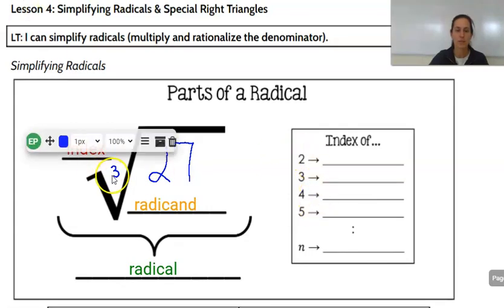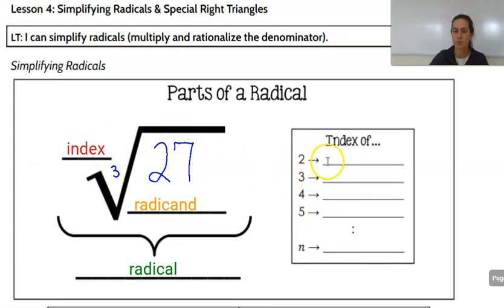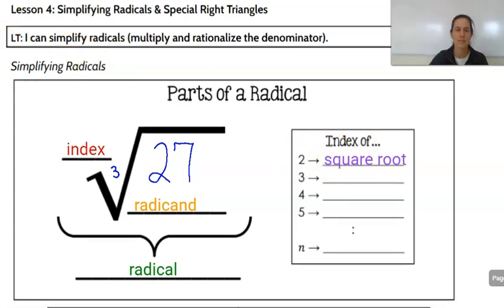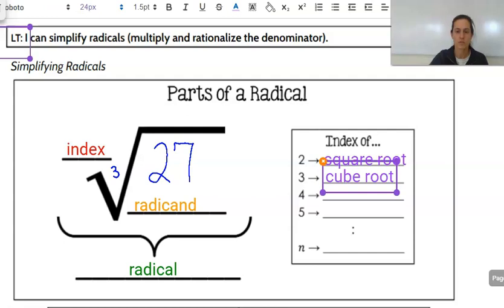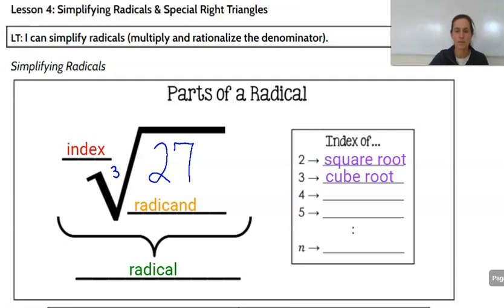Based on the number of the index, we say them different ways. So if you have an index of 2, that's called a square root. An index of 3 is called a cube root. An index of 4 is called the fourth root. And similarly with 5, it's the fifth root. And n represents the nth root.